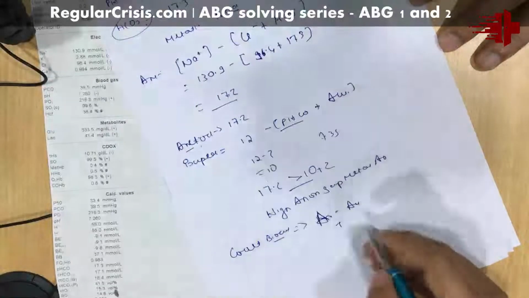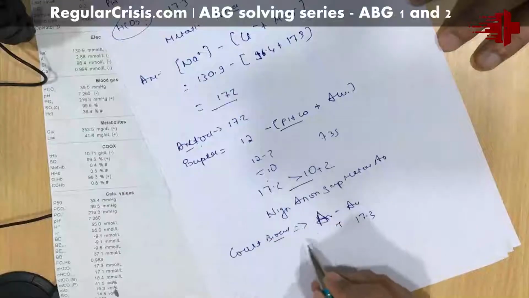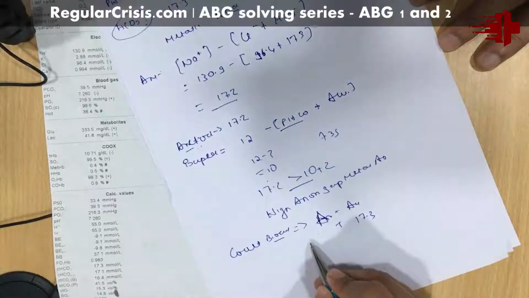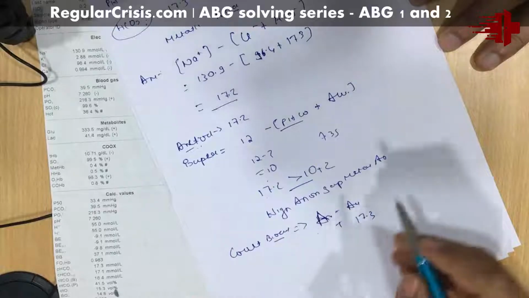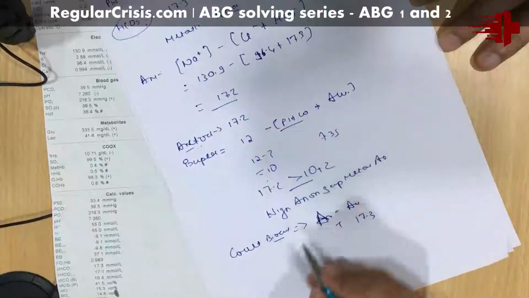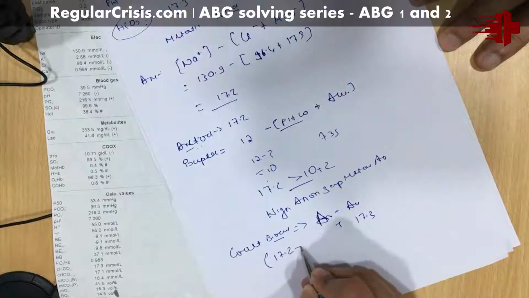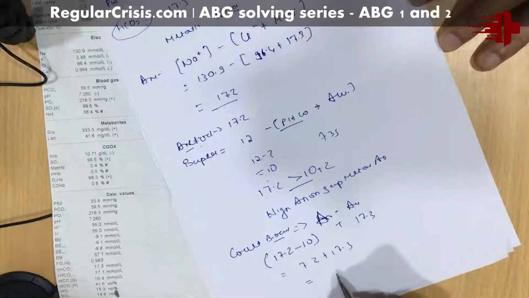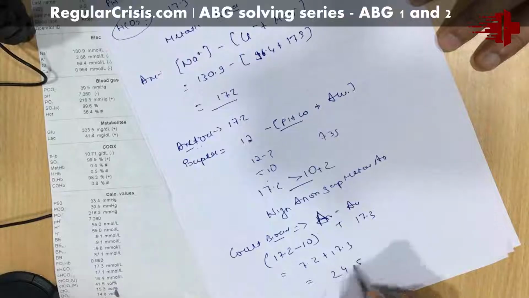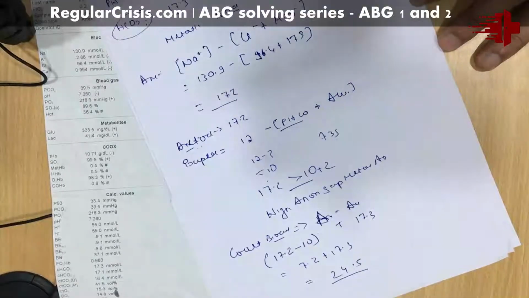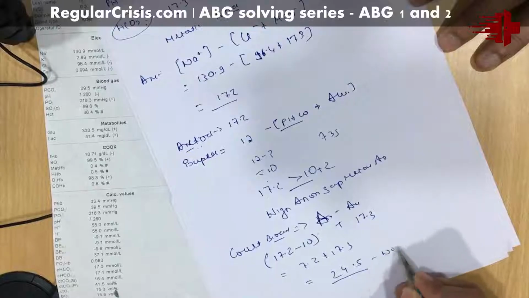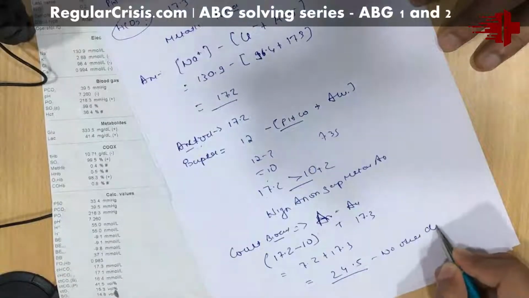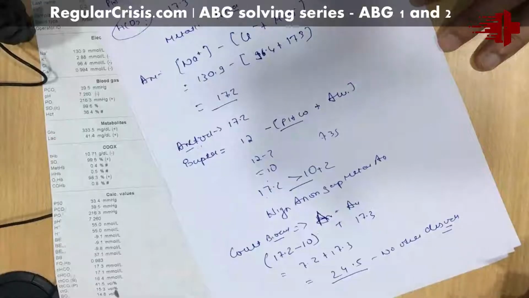The bicarb level is 17.3, and delta anion gap means the difference between actual and expected. Our actual anion gap is 17.2, expected was 10, so it is 7.2, plus 17.3. It comes to around 24.5. So it's between 22 to 26 range. So there is no other hidden disorder present. We have not calculated the compensation because the patient is on ventilator, so respiratory rate we can adjust with the ventilator. Thank you, Dr. Meenal.